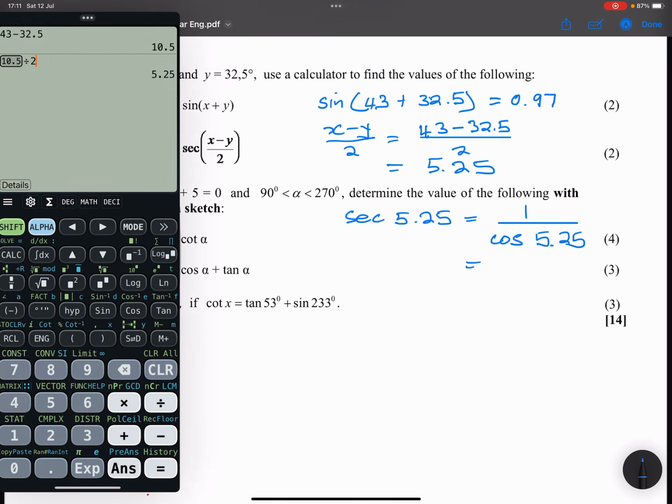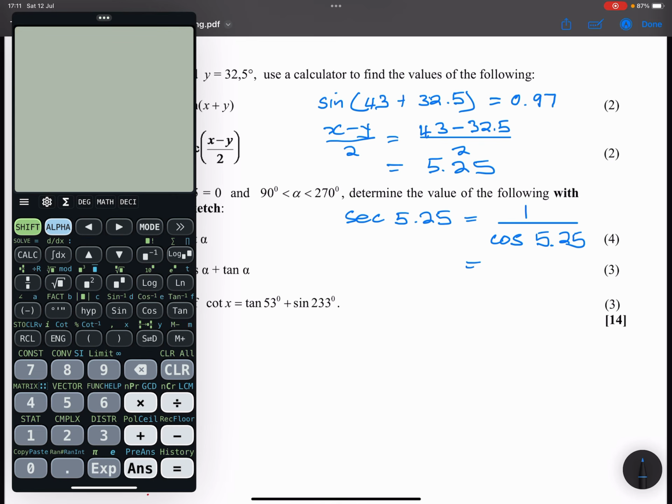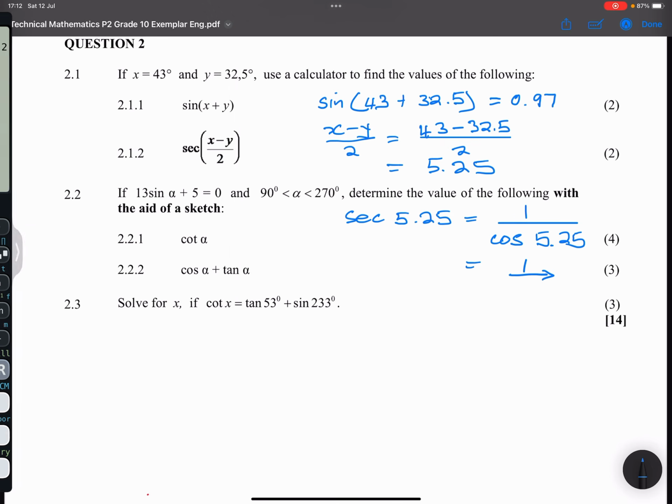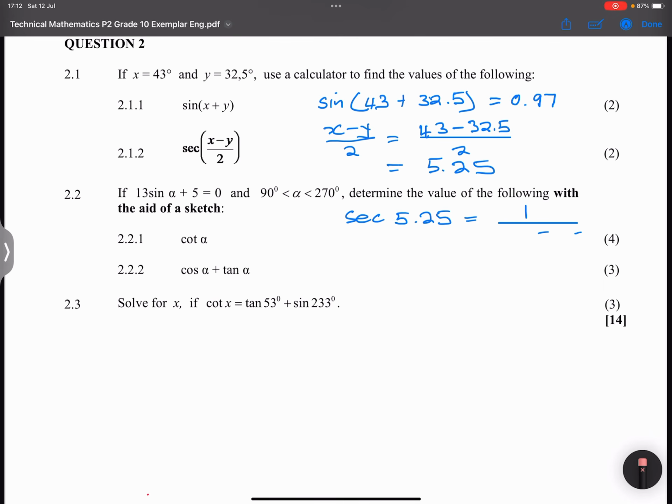So we can work that out from our calculator. This is 1 divided by the cosine of 5.25. And what do we get there? I get approximately 1.00. Let's just say that's equal to 1. Ladies and gents, I hope that you get that. So let's move on to the very next one.